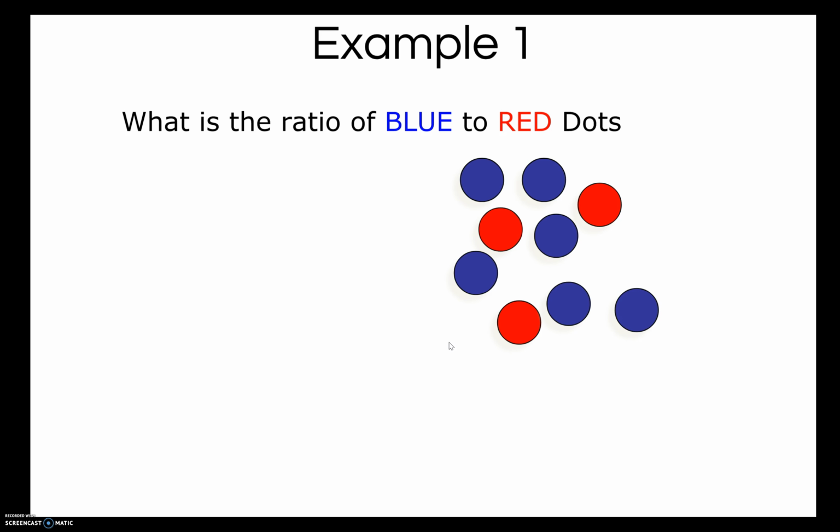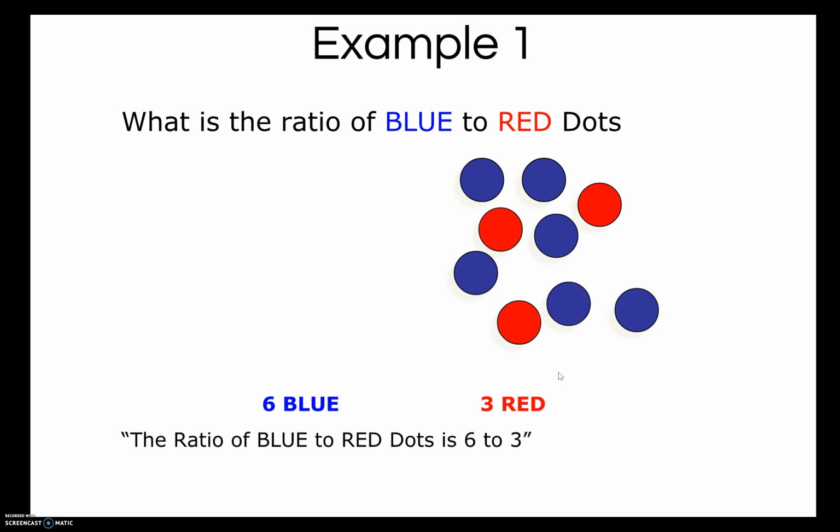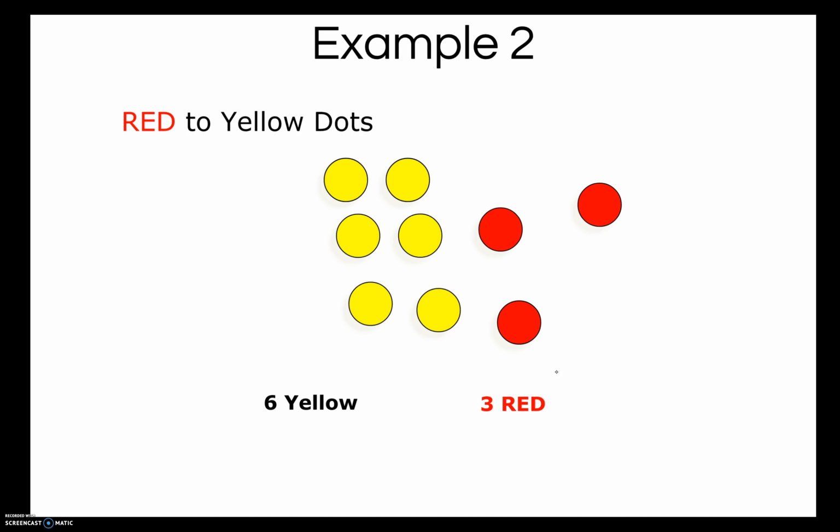My ratio of blue dots to red dots will end up being 6 to 3. But I can simplify that, and it can be simplified to 2 to 1, which means for every 2 blue dots, I have 1 red dot. So if I look at my paper here, I have 2 blue dots, and you're not going to be able to see it, 2 to 1 red.